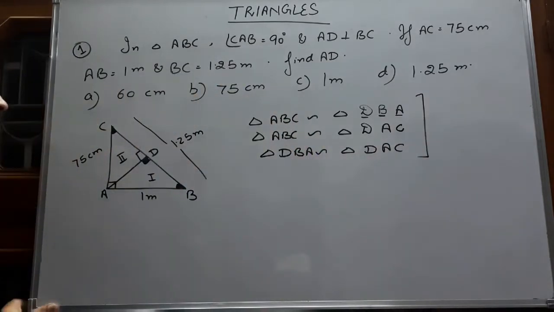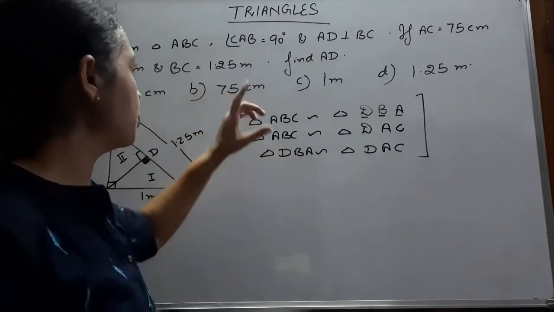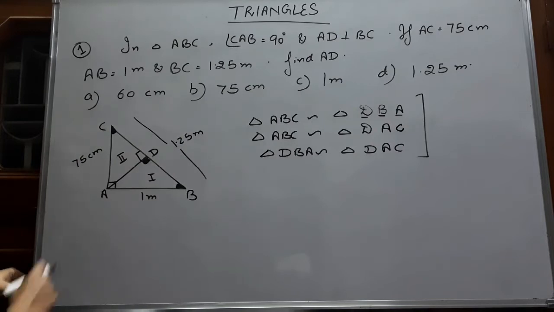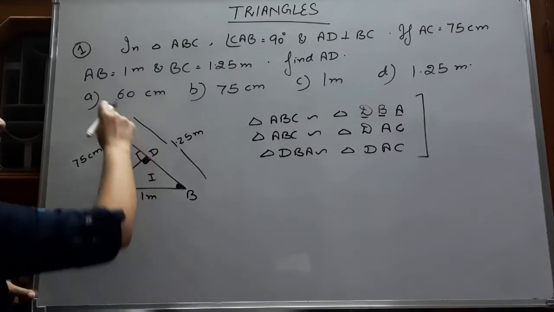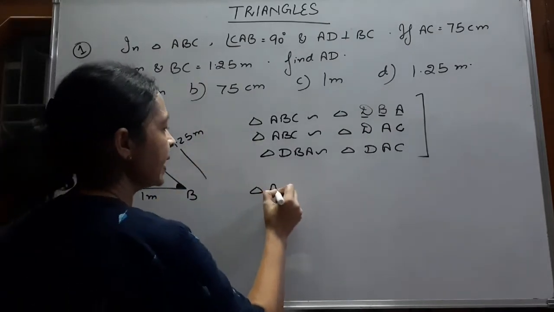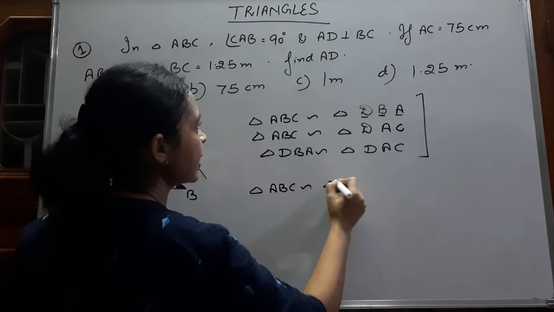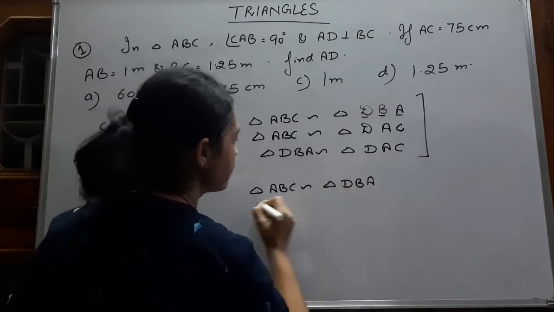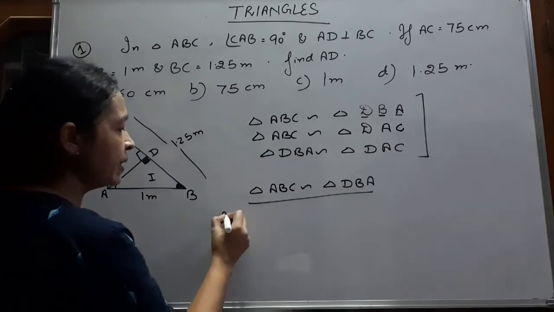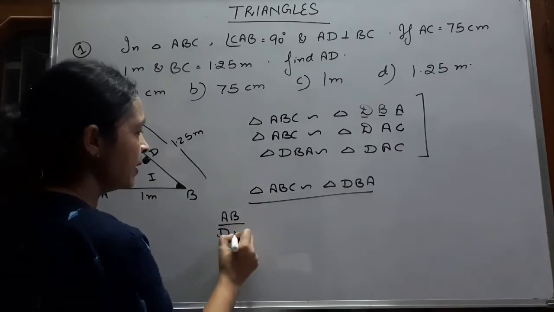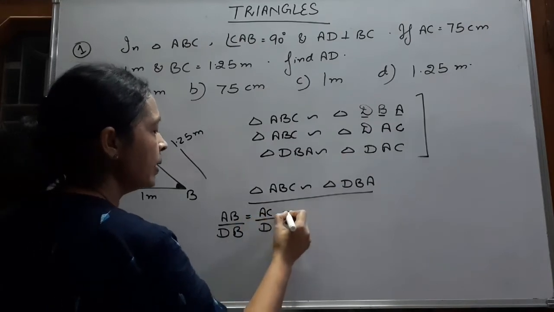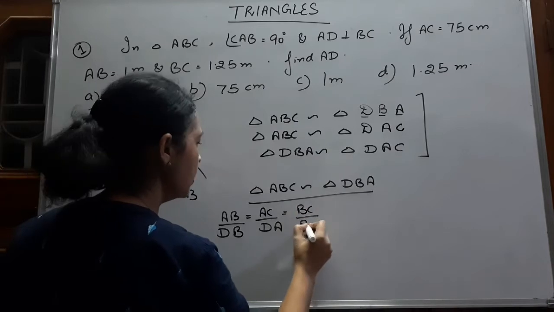Clear? Now, which two triangles do we have to take to get the value of AD? This is AD. We have AC, AB and BC. Three things are given. Let's take triangle ABC similar to triangle DBA. Now, if two triangles are similar, sides are proportionate. AB upon DB equals AC upon DA equals BC upon BA.